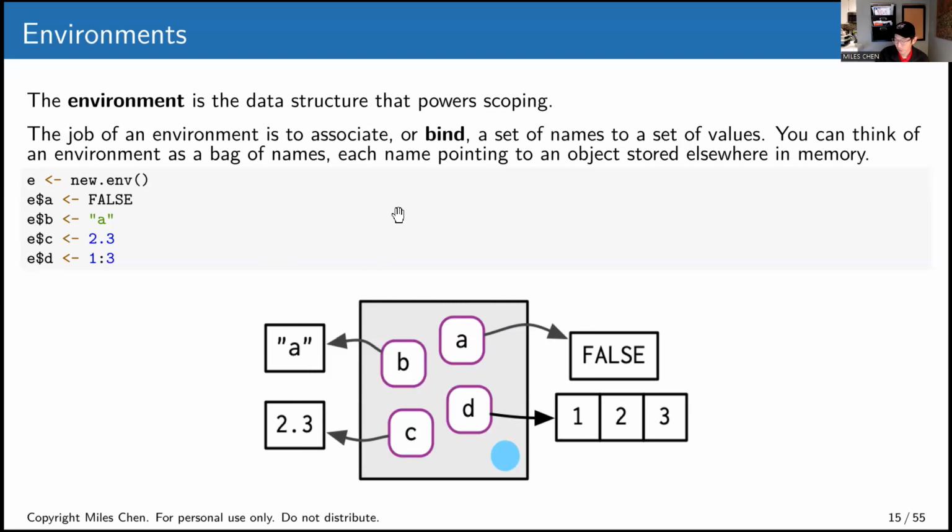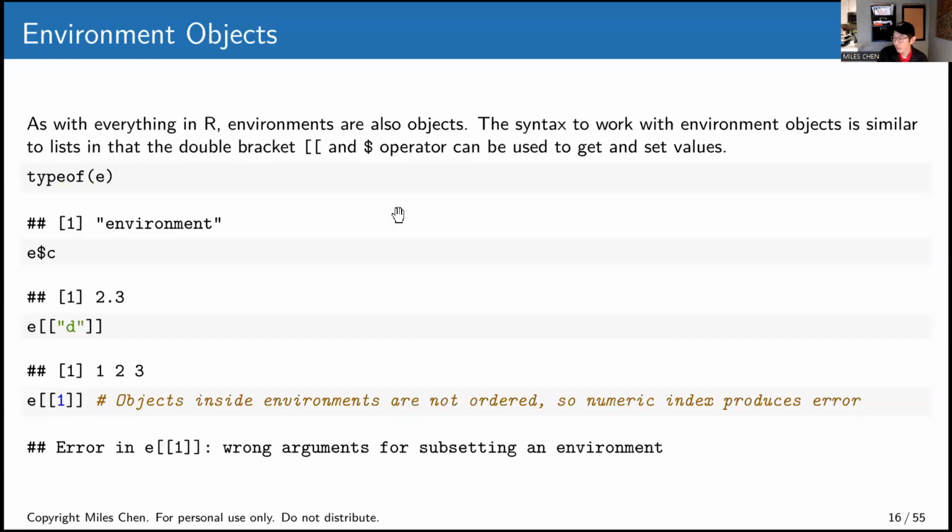Environments themselves are objects. You interact with environments similarly to the way you interact with lists, in that you can use the $ sign or the double square bracket. But again, they are not in order, so you cannot reference something and say I want the first item. So E double square bracket 1 will return an error if it's an environment.